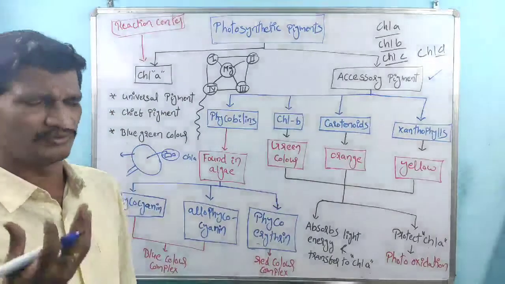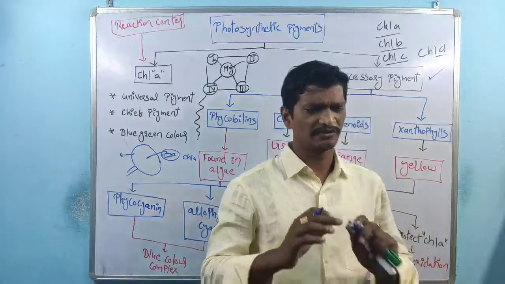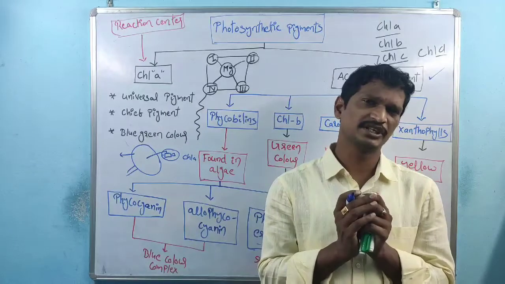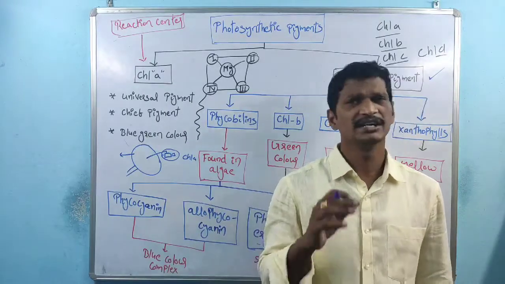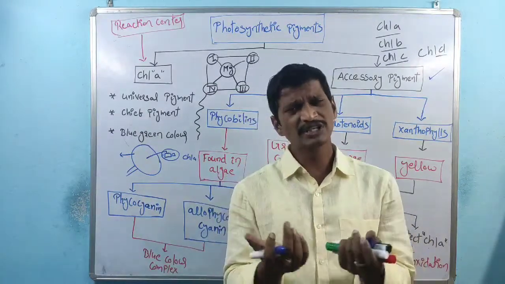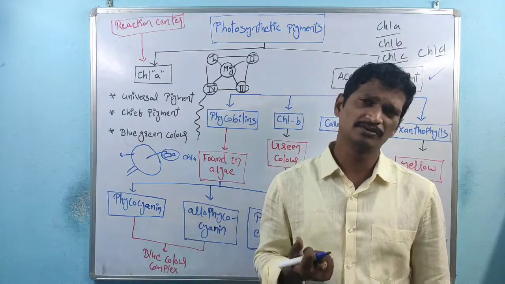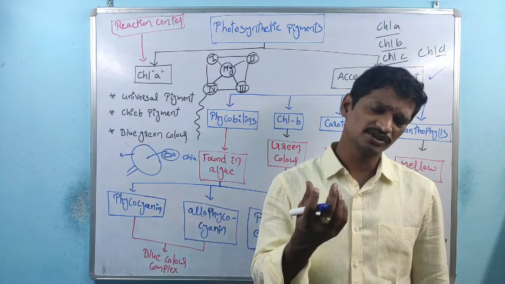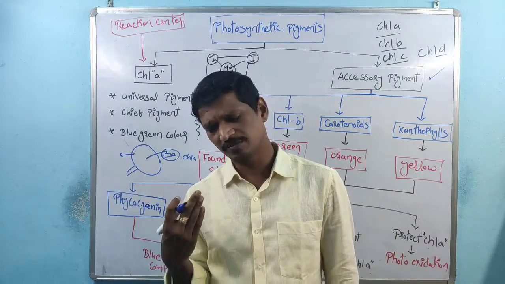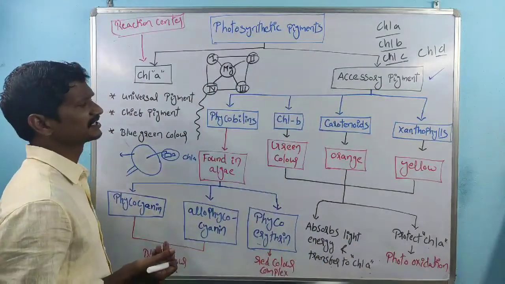So the concept is very easy here. At the center point, the reaction center is present, and it is covered by the accessory pigments. The accessory pigments majorly form a shield-like structure, which supports the absorption of light energy. Once the light energy is absorbed by the accessory pigments, it is supplied to the reaction center.